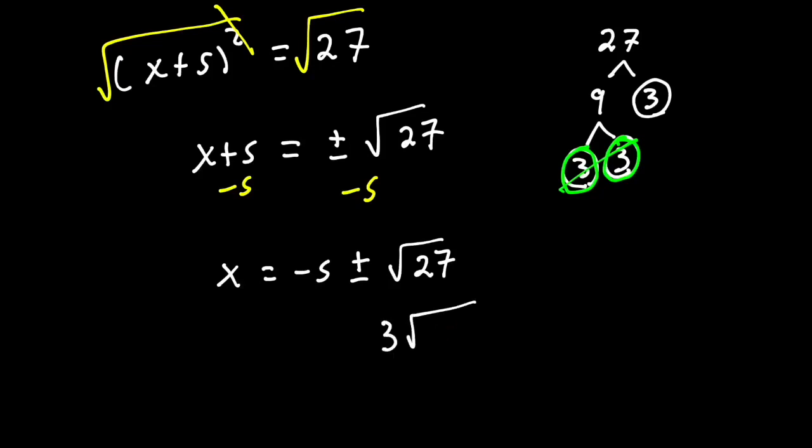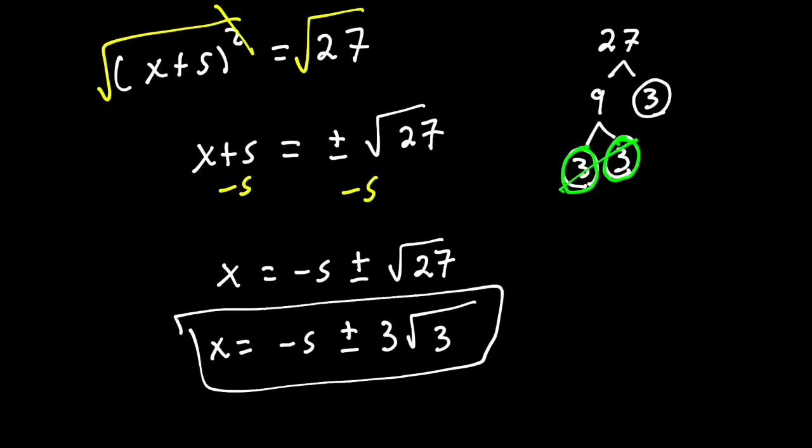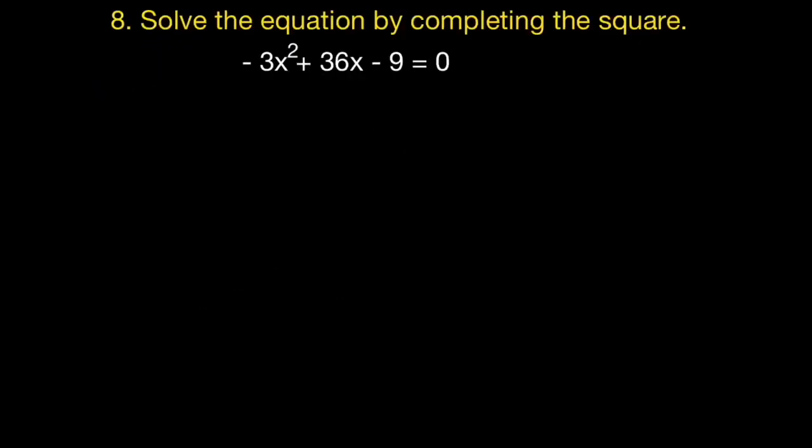What remains inside is the stuff that you weren't able to pair. So here we're left with 1, 3. And we have the simplification, x equal to negative 5 plus or minus 3 radical 3. Moving on to example number 8, solve the equation by completing the square.